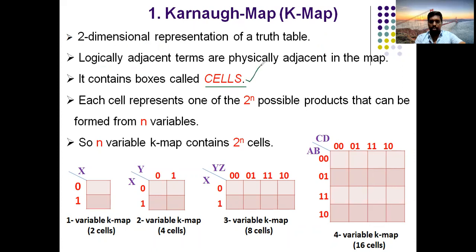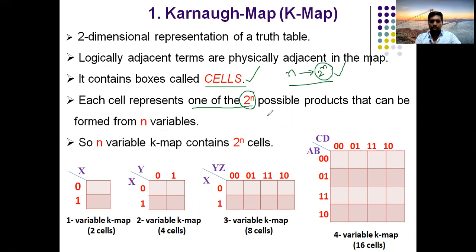It's very important. It contains boxes or small squares which are called cells. Each and every cell will represent one of the 2 power n combinations, as we know that for n number of variables, we will have 2 power n combinations. That means the K-map entirely represents all the 2 power n cells, and any one among the 2 power n is represented by each cell.